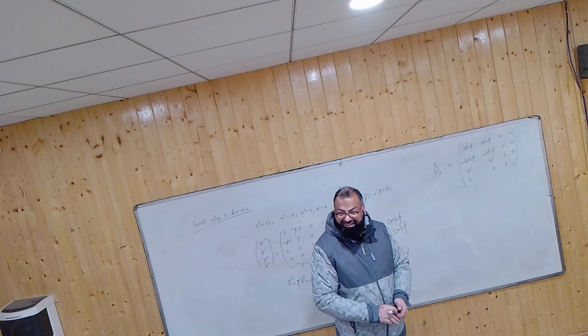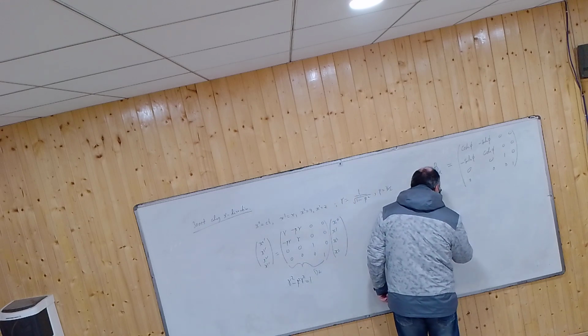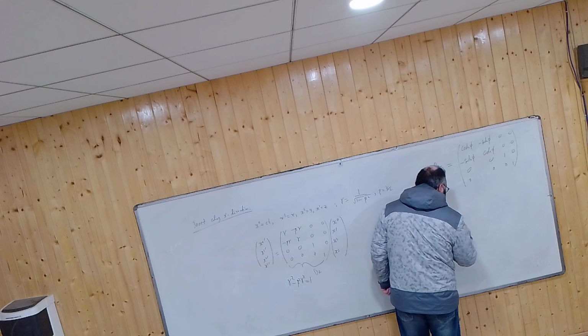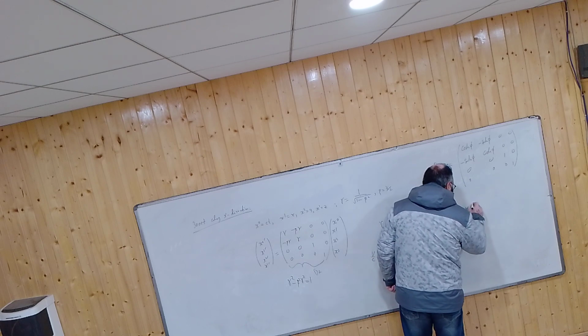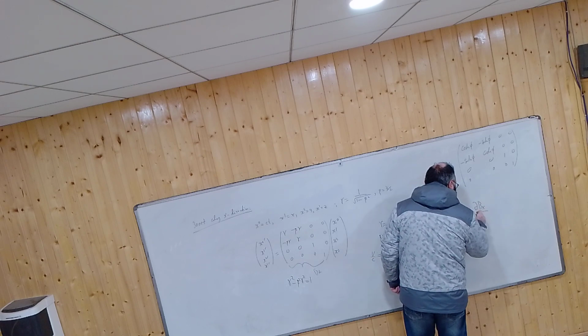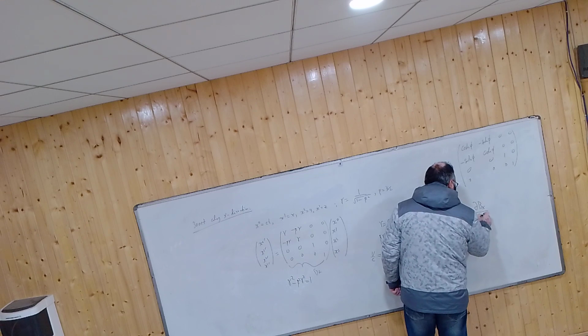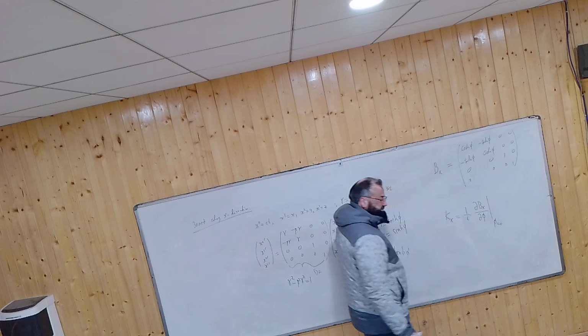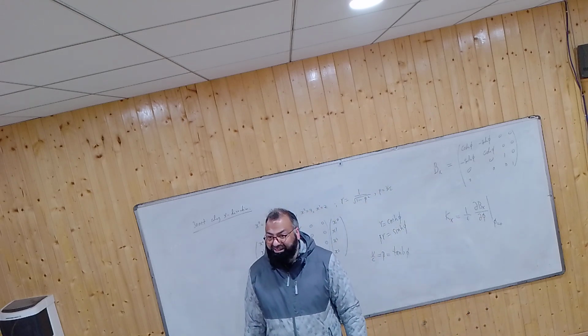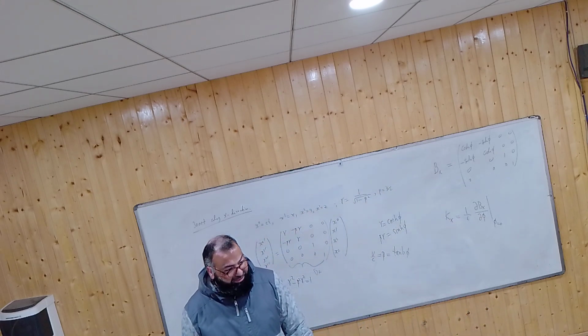Okay, so now how do we define the generator? Let's call that generator Kx. How do we define it? 1 by i, partial B_x by partial, what is the parameter? Phi, and phi you put equal to 0. Clear? Is this how we define the generator?